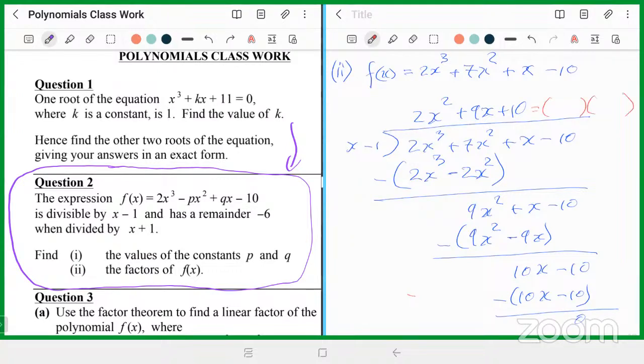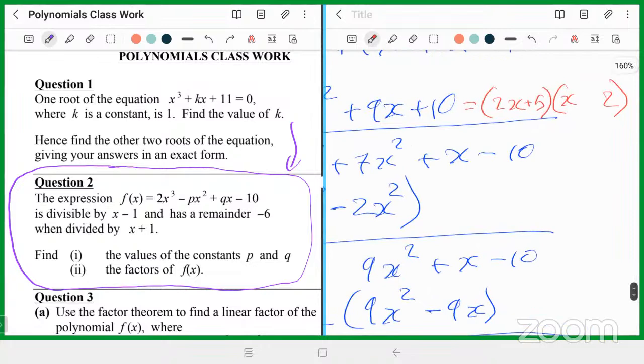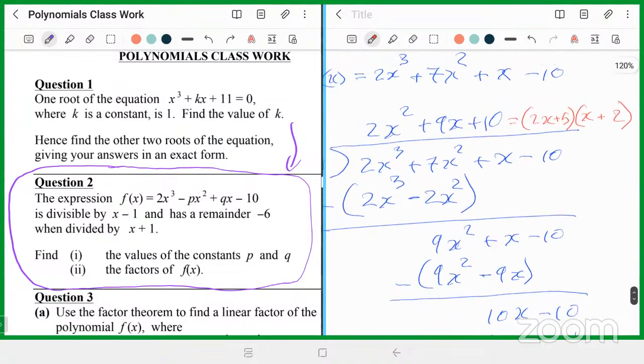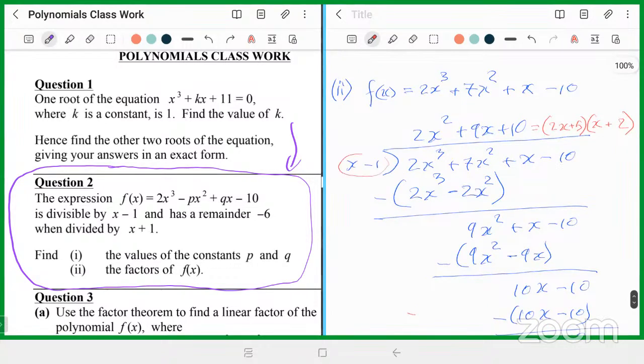2x and x are the only factors of this. I need to put the 2 with a 2 over here to get 4. So I put 2 with a 2 and a 5 right here. Signs are the same, everything positive. So I'm going to put a plus right here and a plus right there. So those are my factors. Those 3 things in red are my factors.